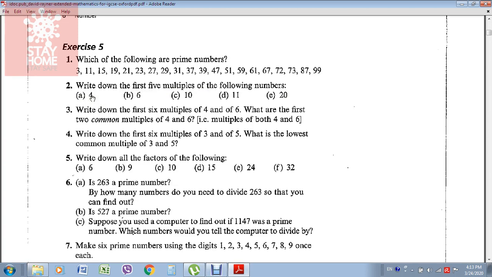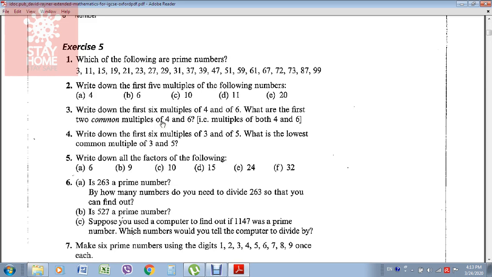Write down the first 5 multiples of the following numbers. Multiples, first 5 of 4, 8, like this. 6, 12, 18 and 24 like this. 10, 20, 30. 11, 22, 33, 44, 55. 20, 40, 60, 80 like this.